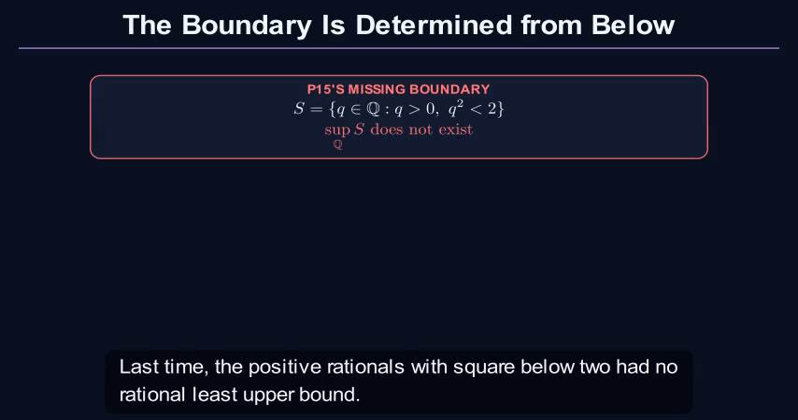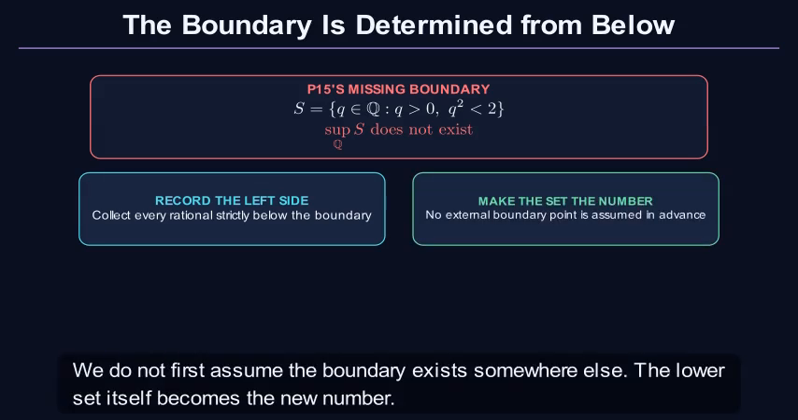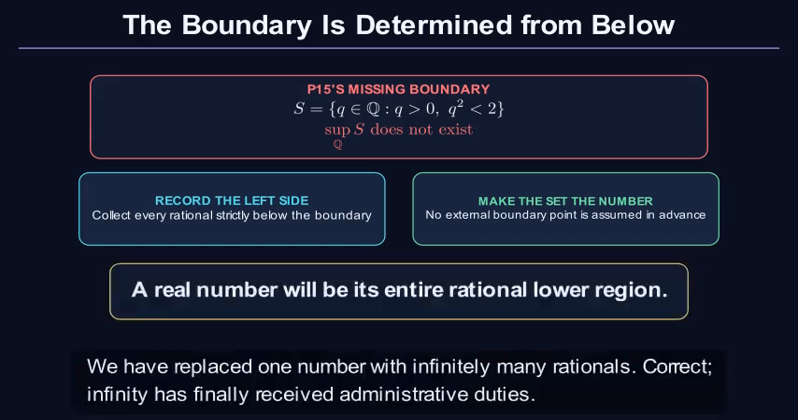Last time, the positive rationals with square below 2 had no rational least upper bound. Dedekind's idea is to describe a boundary by recording every rational number strictly below it. We do not first assume the boundary exists somewhere else. The lower set itself becomes the new number. We have replaced one number with infinitely many rationals. Correct. Infinity has finally received administrative duties.